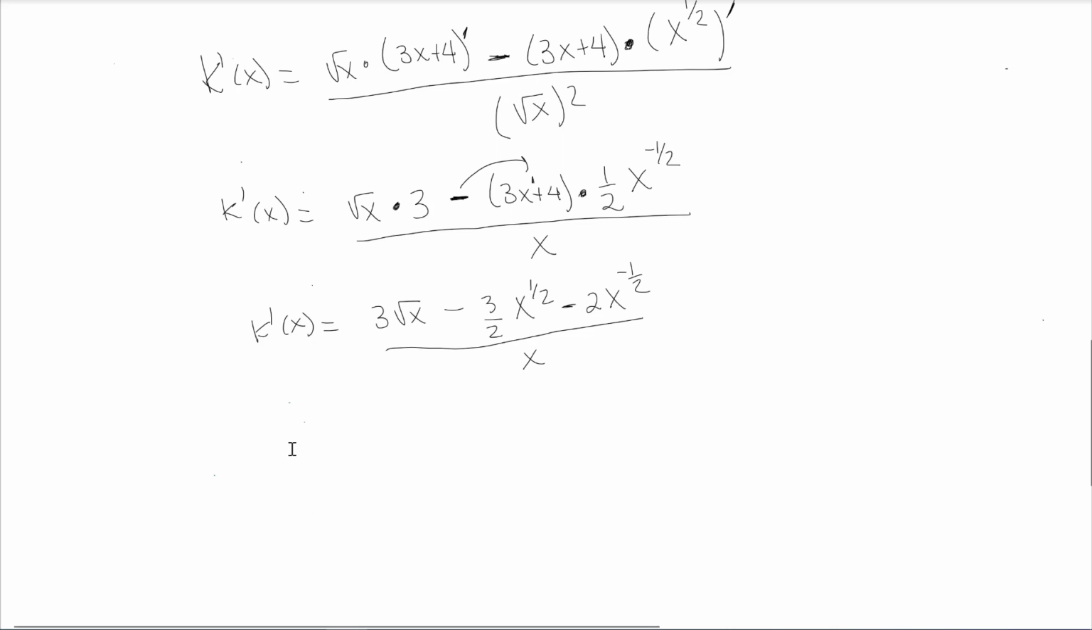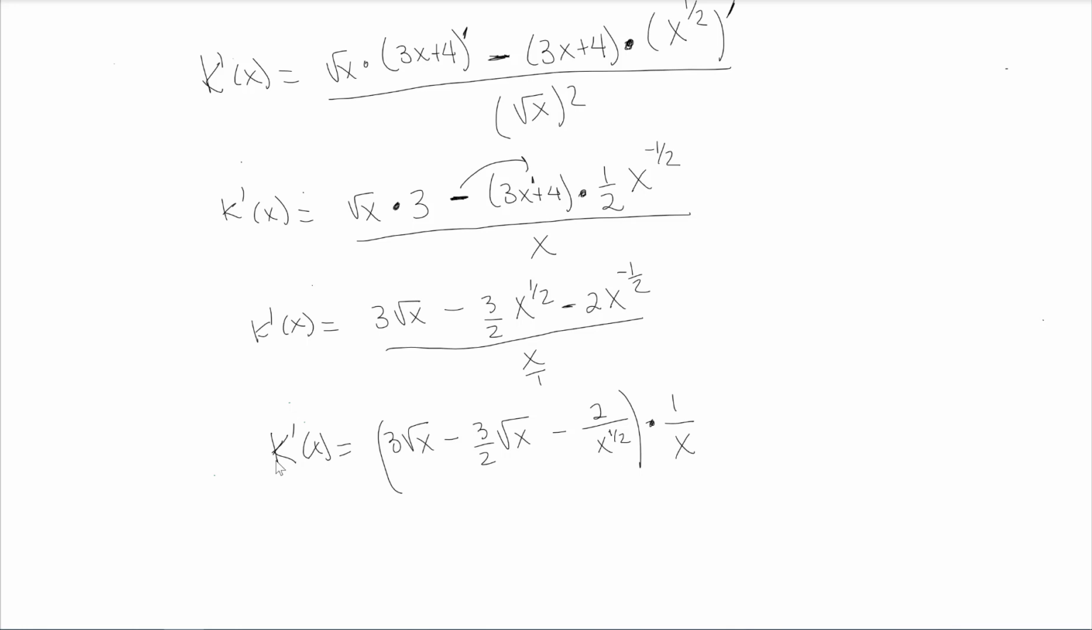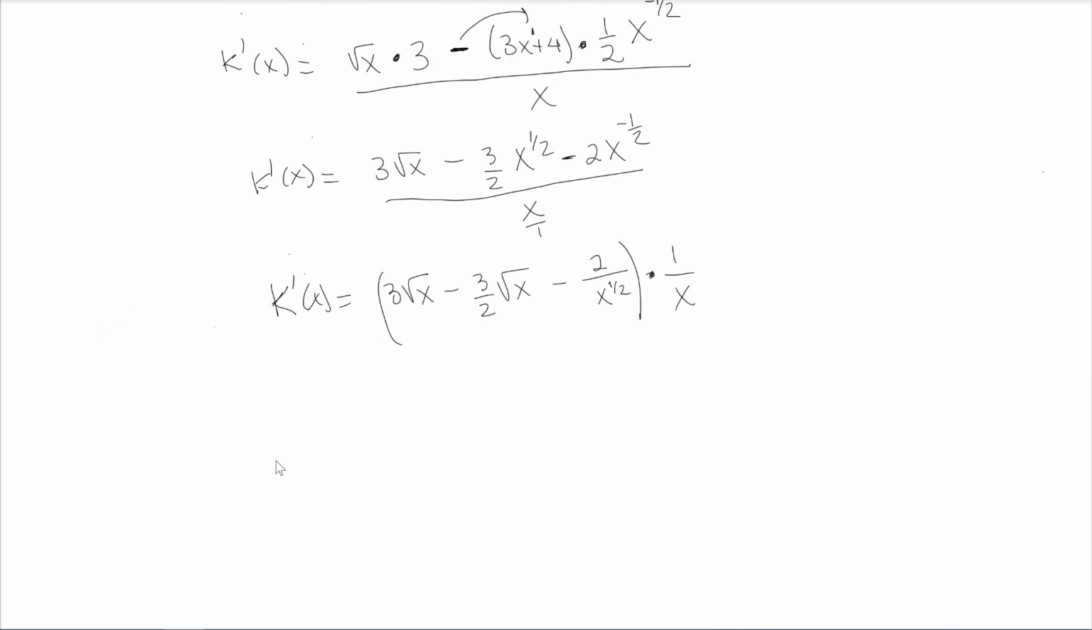And now we work on simplifying. So k prime of x is equal to 3 square root of x minus, notice that x to the 1/2 is also a square root, so 3/2 square root of x minus 2 over x to the 1/2. A negative exponent means it really is 1 over, so all over x. So I'm going to think of this x as x over 1. So instead of dividing by x over 1, we're going to multiply by the reciprocal, 1 over x. And that avoids us having that complex fraction.